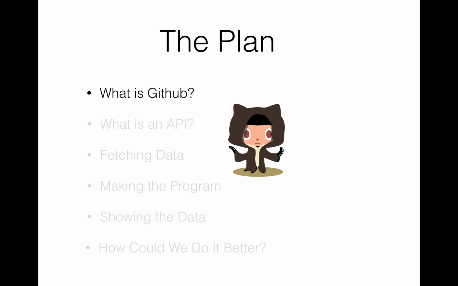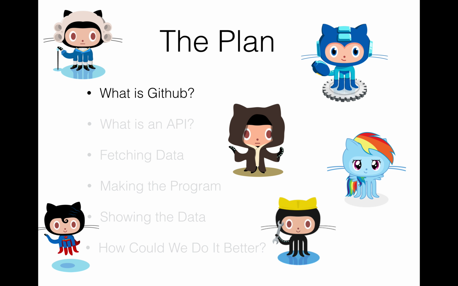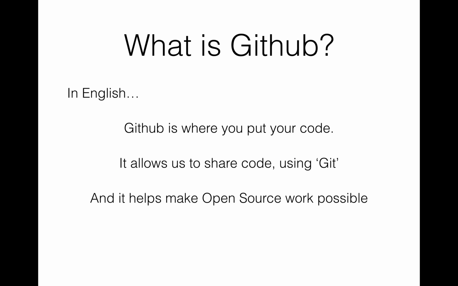So what is GitHub? I'm sure you guys have all seen the Octocats everywhere, but do you actually know what GitHub is? GitHub is a Git repository web-based hosting service which offers all distributed version control and source code management functionality of Git as well as its own features, which in English is GitHub is basically where you put your code. It allows us to share code using Git, and it helps make open source work possible.